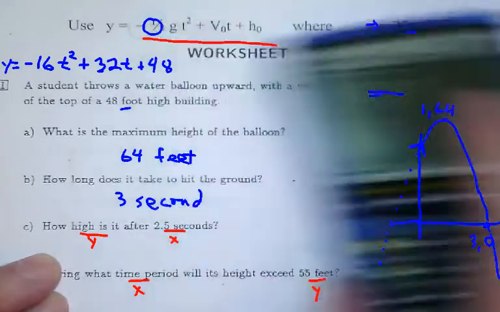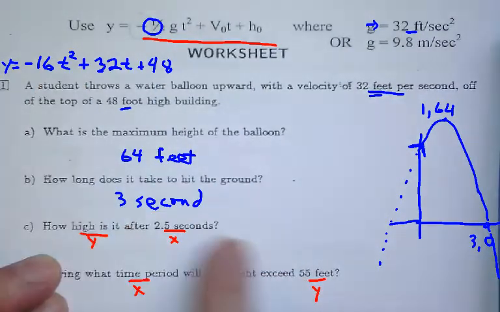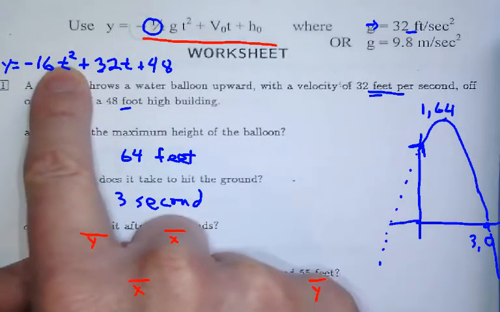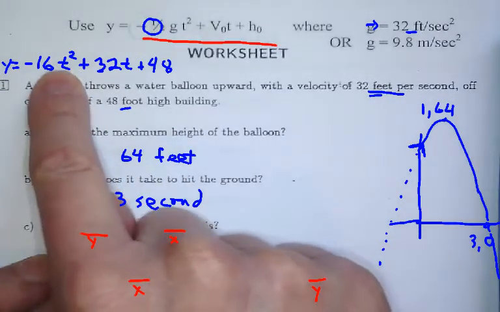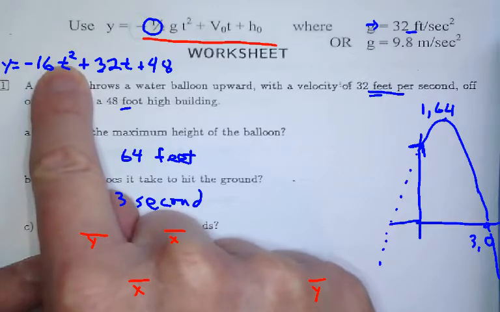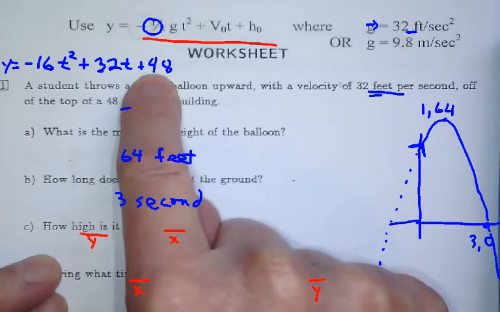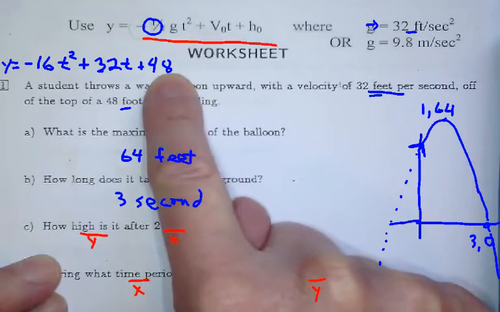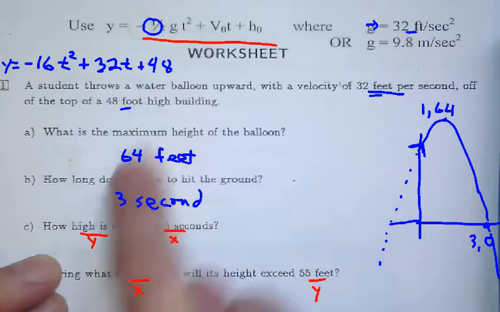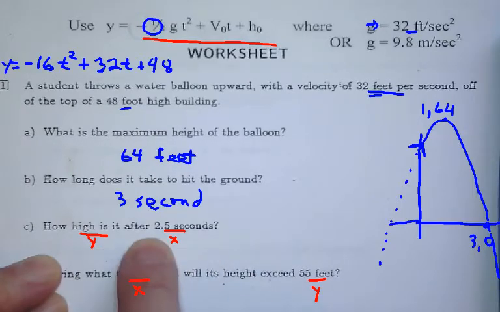Now remember that one thing we can do is plug in 2.5, because x is 2.5. We can plug 2.5 into t. So I can put 2.5 here and square it, times negative 16, and then I can put 2.5 here times 32, and then plus 48. That's going to tell me how high it is after 2.5 seconds.